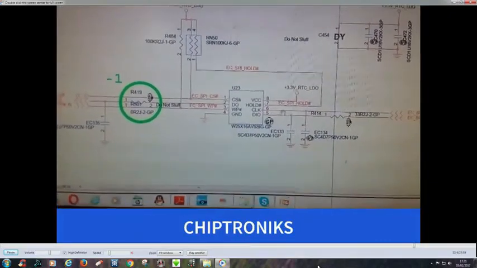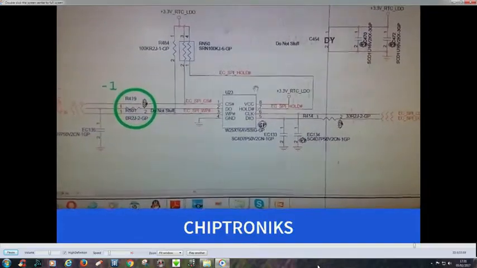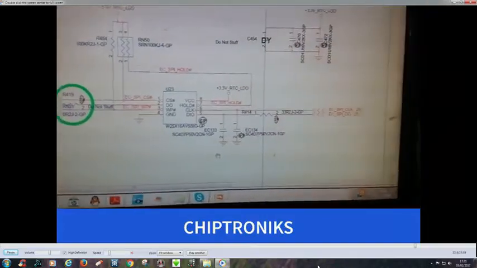Now we will check for pin number 6. U23 pin number 6 we'll check.